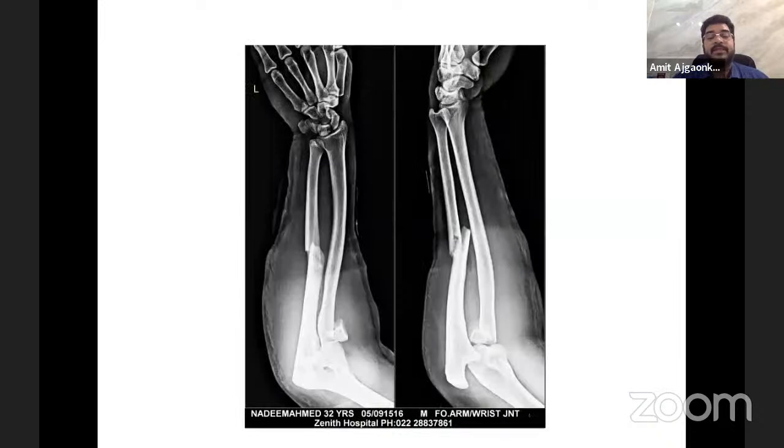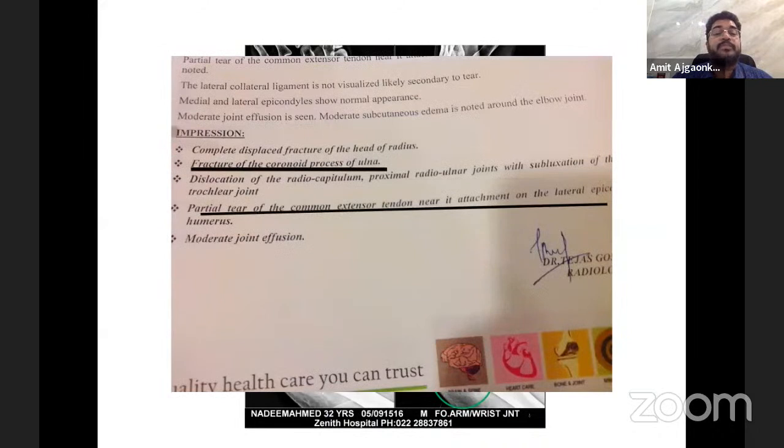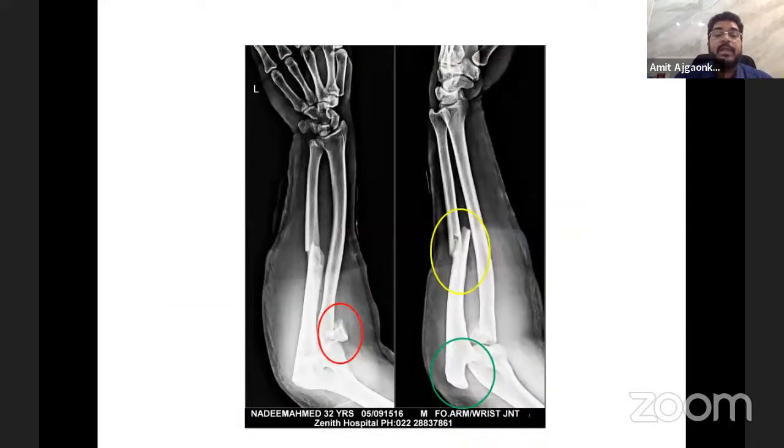This is another case, a variant of terrible triad. This is an elbow dislocation and a radial head with a shaft fracture. I told you this fits into the Bado classification. And I did the MRI for this case. And the MRI showed there's a fracture of the coronoid and a partial tear of the common extensor. So the coronoid fracture was not very easily seen over here, though now retrospectively, we thought that this small fragment could be a coronoid. So this helped us in planning our incisions.